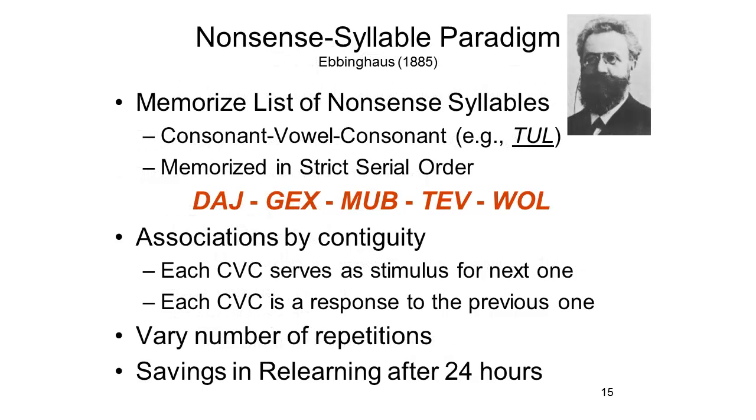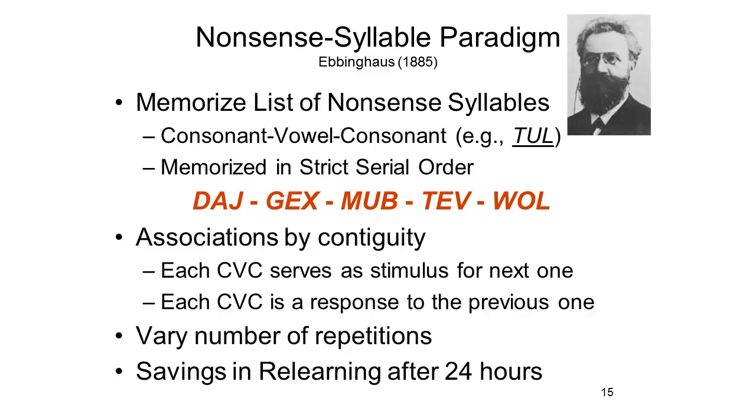Ebbinghaus virtually invented the verbal learning procedure as a paradigm for studying memory. But he didn't use words. He used nonsense syllables, strings of letters, a consonant, a vowel, and a consonant, so you could pronounce them, which he arranged in lists. And then Ebbinghaus asked his subjects to memorize these lists of nonsense syllables in strict serial order. So you might get a list that says dag, gex, mub, kev, wall, and then have to repeat that back. Ebbinghaus used nonsense syllables instead of words because he wanted to study what he considered to be pure memory, memories that occurred without any pre-existing associations.